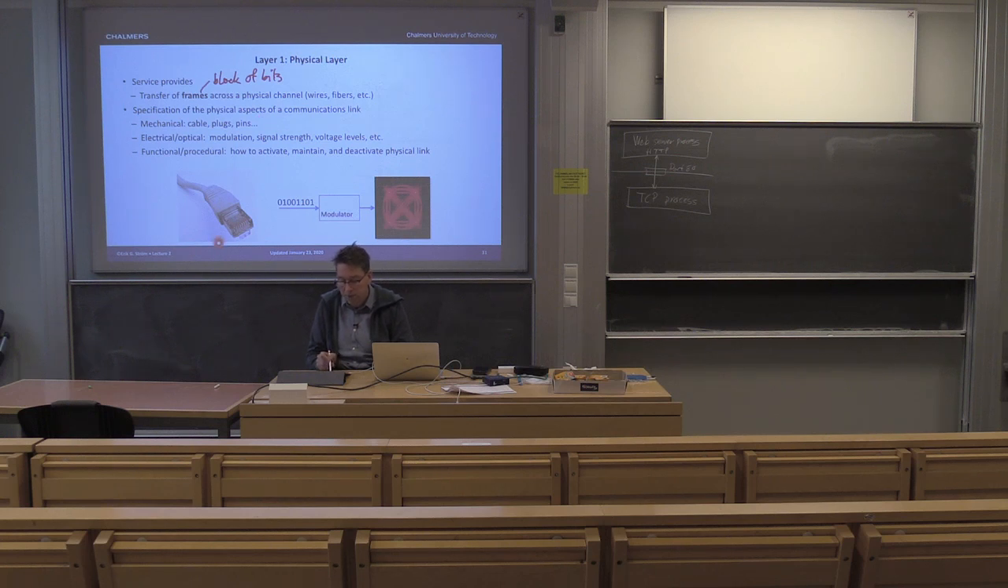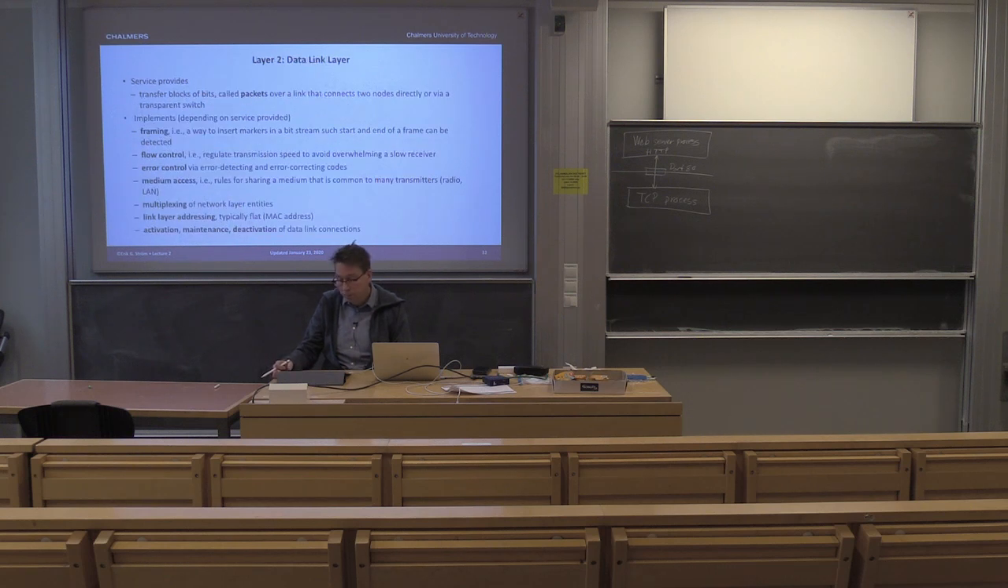I mean, mechanical stuff, how the cables are specified, and what performance they have, how this connection should look like, and so forth. Electrical, optical properties, what modulation, what signal strength, voltage levels, and so forth. And a little bit on functional things, for instance, how to activate, maintain, and deactivate the physical link. So basically, it takes the bits it gets from above, which comes in a block, and then converts them into signals, and then transmits this over a channel. I'll talk more about the physical layer tomorrow.